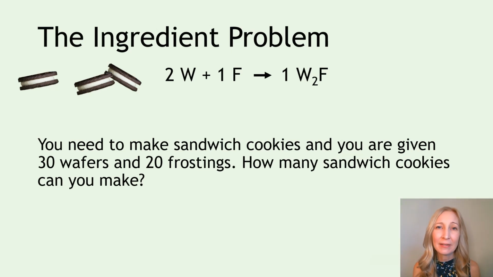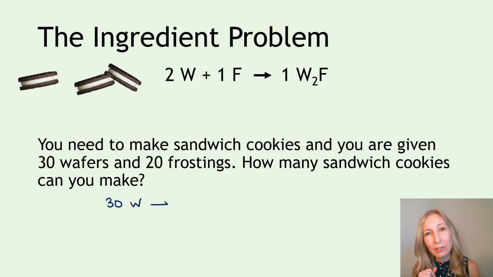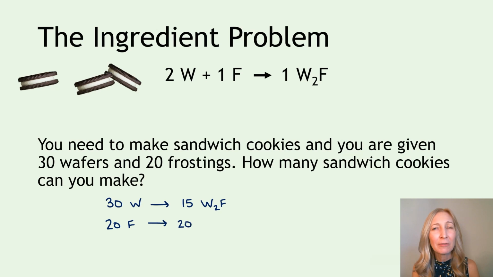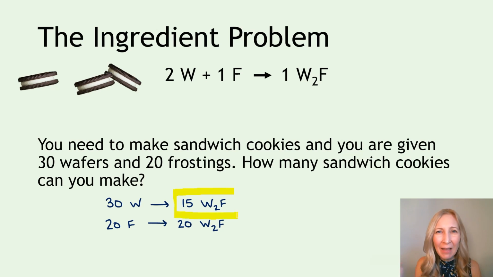Now, I'm sure your process went pretty quick, but I will guess that it looked something like this. If I have 30 wafers, I can make 15 sandwich cookies. If I have 20 frostings, I can make 20 sandwich cookies. So the number of sandwich cookies I can make with these two ingredients and the quantities is 15 sandwich cookies, but I'm going to have some frostings left over. Now, it might not have sounded exactly like that, but I'm sure it was pretty close.